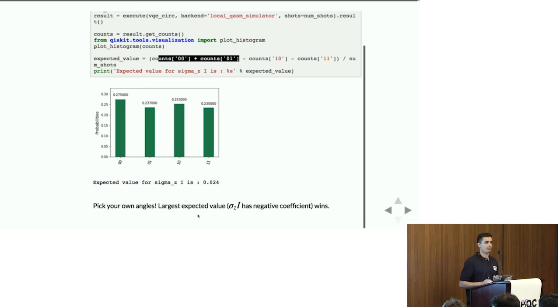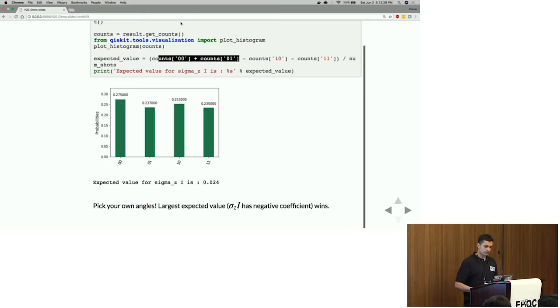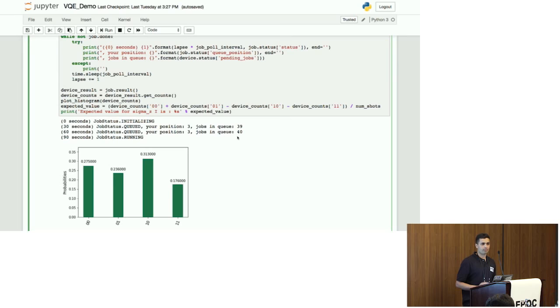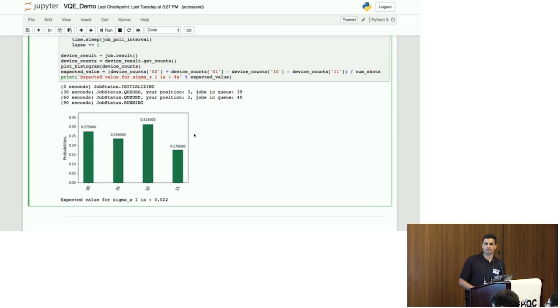And the last thing is, below that cell, you can also run it on the IBM quantum experience. That'll be the same as usual. I'll switch to the notebook and run the execute on a quantum computer. And you'll see that there'll be more error on the actual quantum computer, but the general pattern will be the same. When I ran it, these were my results for having 0 set to all my angles.